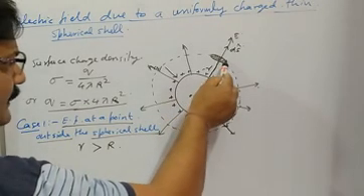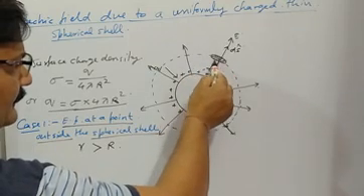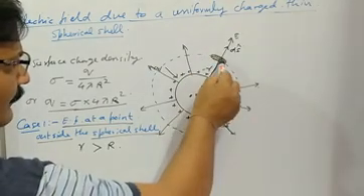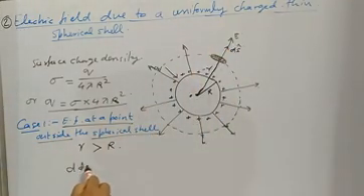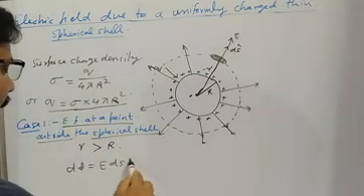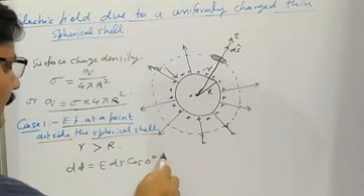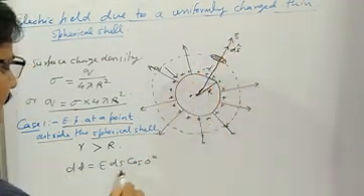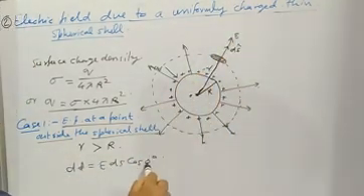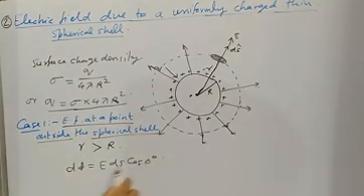Now consider a small surface area ds here. What is the flux passing through this surface ds? That can be d phi is equal to E into ds into cos 0 degree, as the direction of electric field as well as the area vector of surface ds are similar. So angle theta is 0 degree and the cosine function is cos 0. So d phi is equal to E into ds.